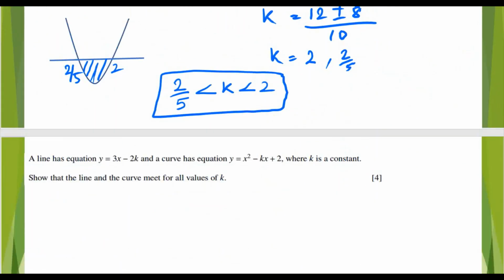Let us see one more example. A line has equation y is equal to 3x minus 2k, and a curve has the equation y is equal to x squared minus kx plus 2, where k is a constant. Show that the line and the curve meet for all the values of k. Okay, so we have to assume in this case b squared minus 4ac is greater than or equal to 0.